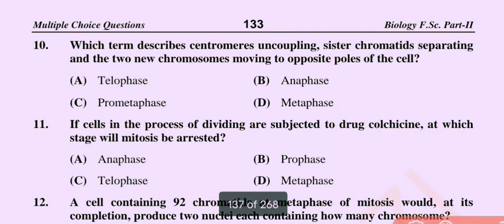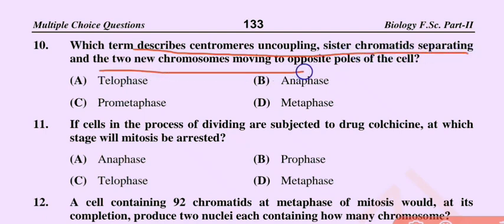Question number 10. Which term describes centromeres uncoupling, sister chromatids separating, and two new chromosomes moving to opposite poles of the cell? Option A telophase, option B anaphase, option C prometaphase, option D metaphase. So the correct option is option B, anaphase.